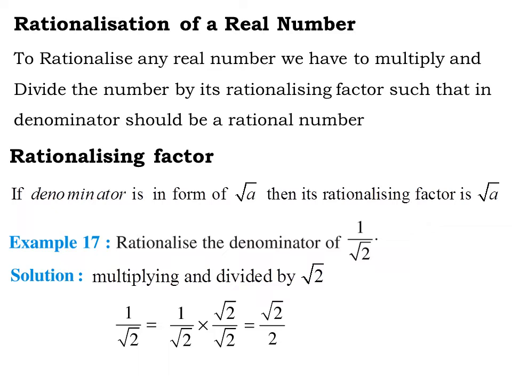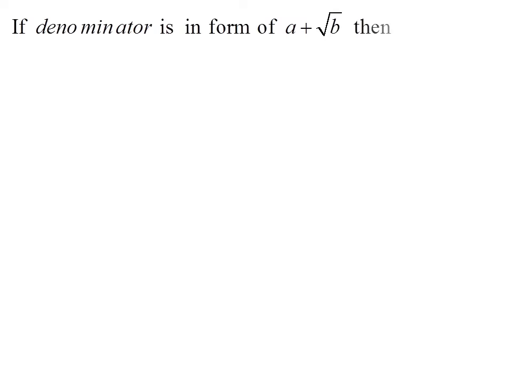Now the other type. The next type is, if the denominator is in the form of a plus root b, where a is a rational number and root b is irrational, then its rationalizing factor is a minus root b. What we have done is just change the sign between the two numbers. So it is a minus root b. Let's take an example for understanding this concept.